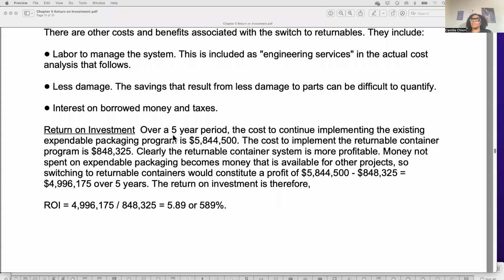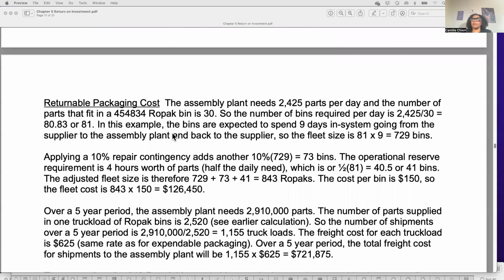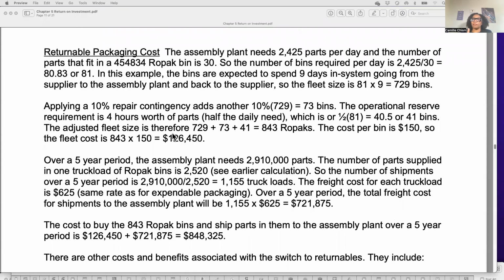Not sharing my screen. I'm so sorry. My screen disappeared. Okay, so we're going to go through this again. Sorry about that. Go through this real quick because I realized my screen disappeared.